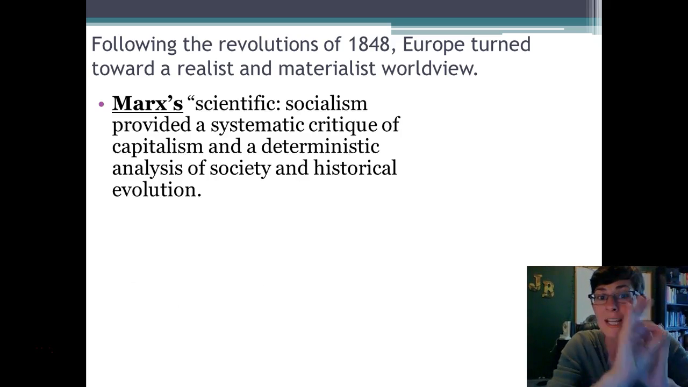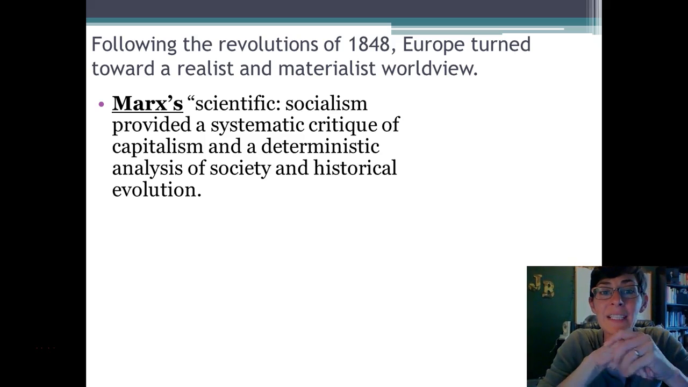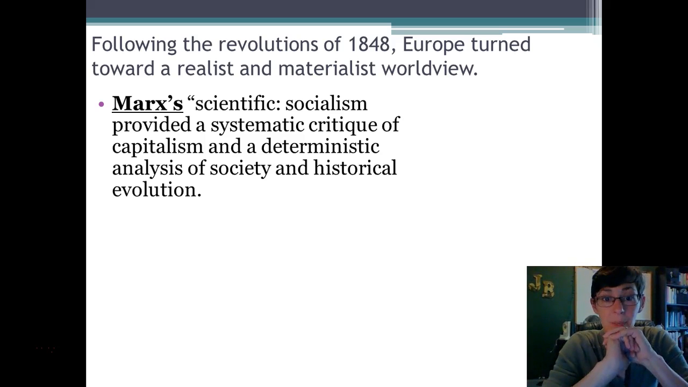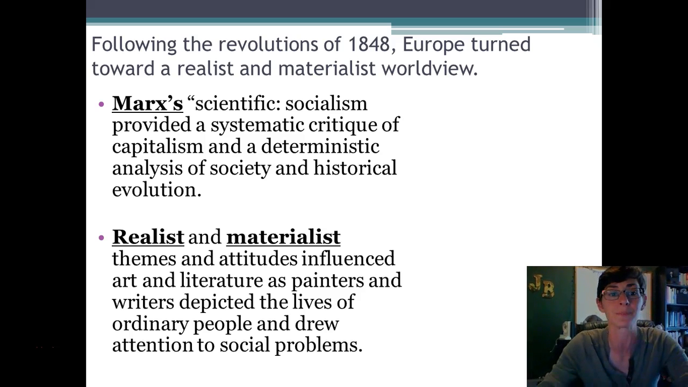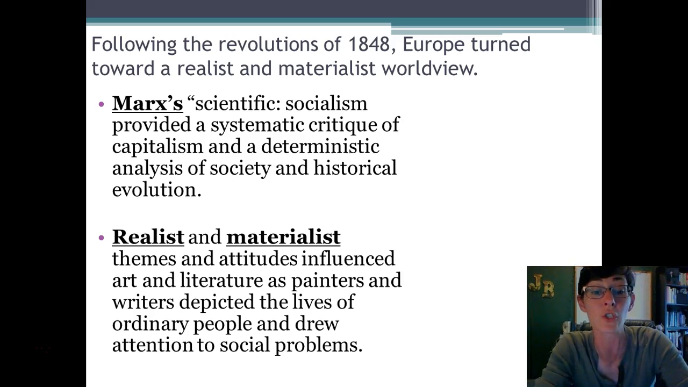Now, Marx's scientific socialism provided a systematic critique of capitalism and a deterministic analysis of society and historical evolution. All right, so now we have an additional social critique coming from Karl Marx. Realist and materialist themes and attitudes influenced art and literature as painters and writers depicted the lives of ordinary people and drew attention to social problems.